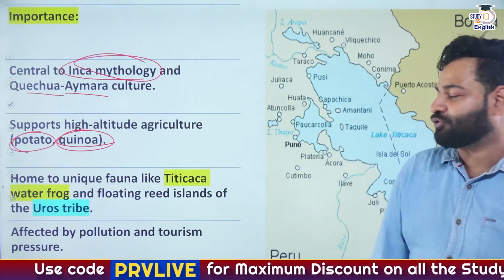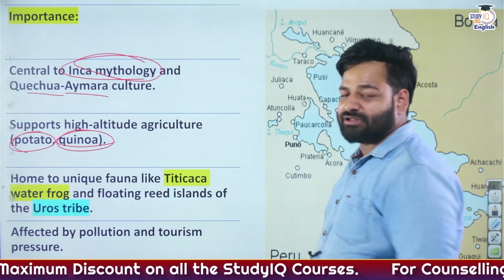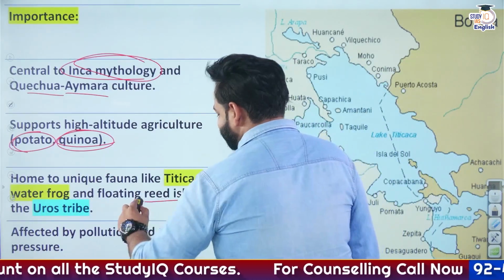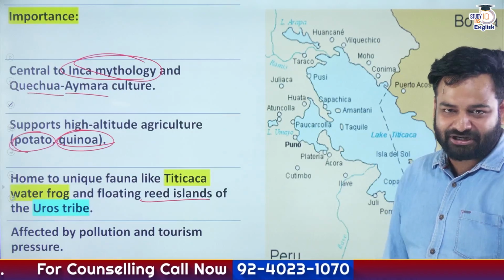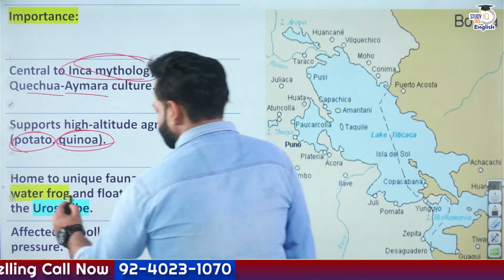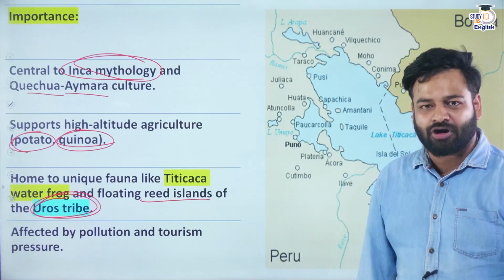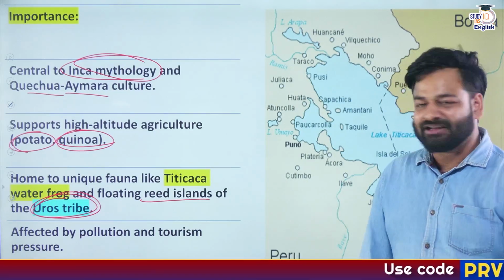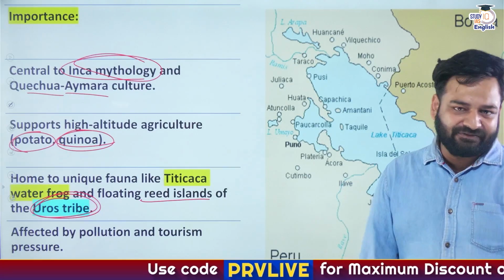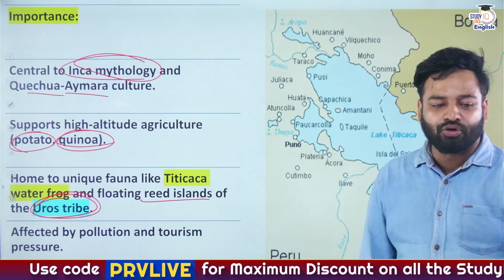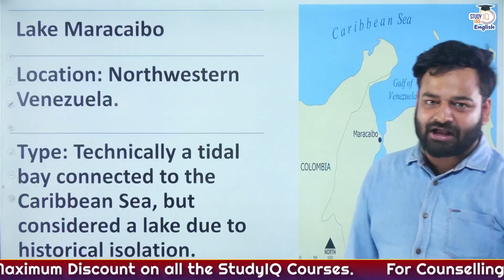Now, it is home to the Titicaca water frog. The name itself is clear. Apart from that, floating reed islands. And a very famous tribe inhabits here that is known as the Uros tribe. So the Titicaca water frog as well as the floating reed islands, and inhabited by a very famous tribe known as what? The Uros tribe.